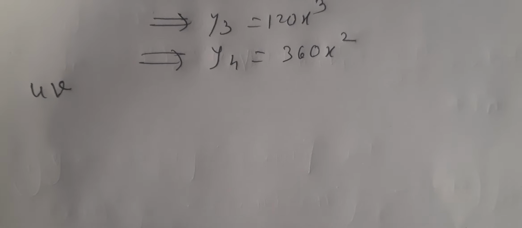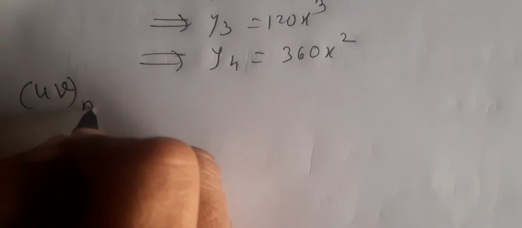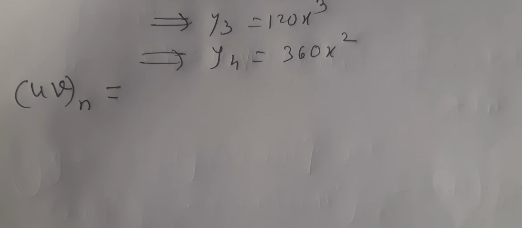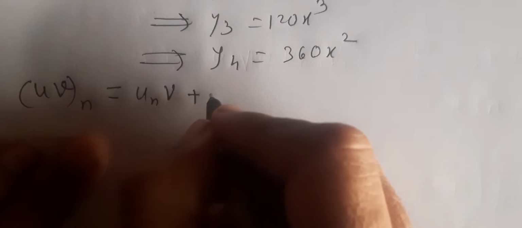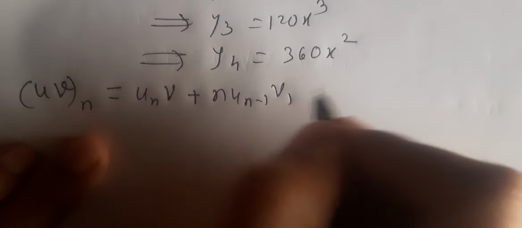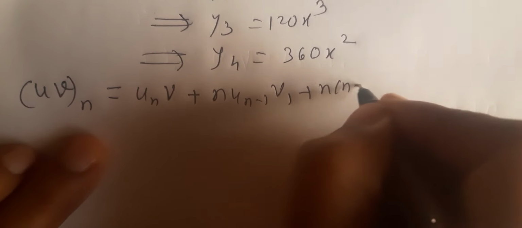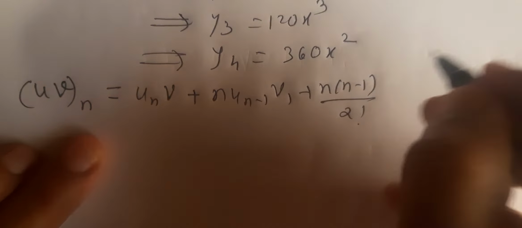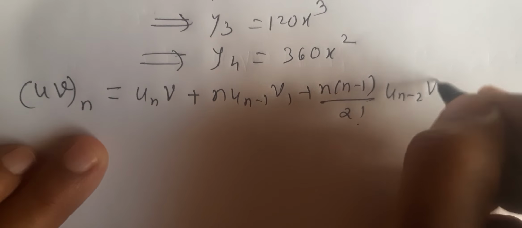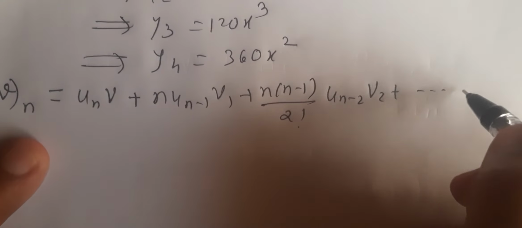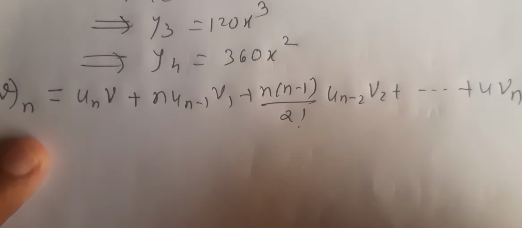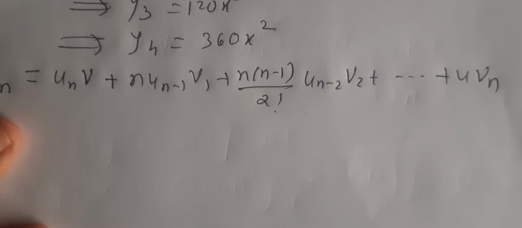Say u and v are two functions and we have to find nth derivative of uv. This Leibniz rule says this nth derivative of uv is u_n v plus n into u_(n-1) v1 plus n into (n minus 1) upon 2 factorial u_(n-2) v2, etc. And our last term is u into v_n. You can see it's very easy to remember.